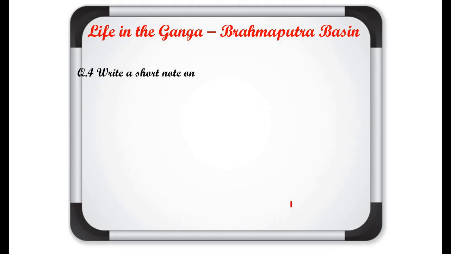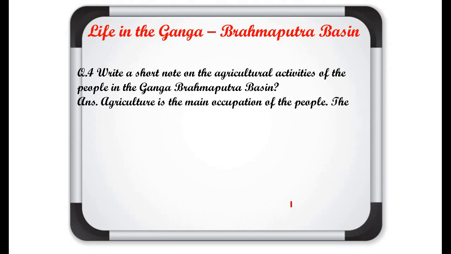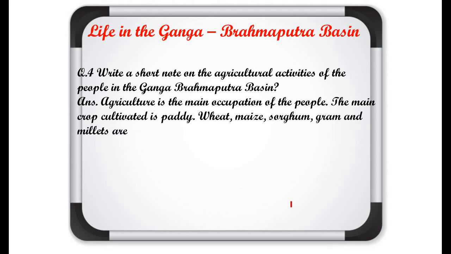Write a short note on the agricultural activities of the people in the Ganga-Brahmaputra basin. Yes, agriculture is the main occupation of the people, and the main crop cultivated is paddy, the rice field. Wheat, maize, sorghum, gram and millets are also grown. These are the other crops that are grown in this area.